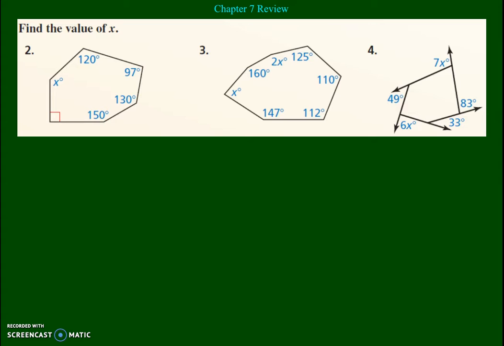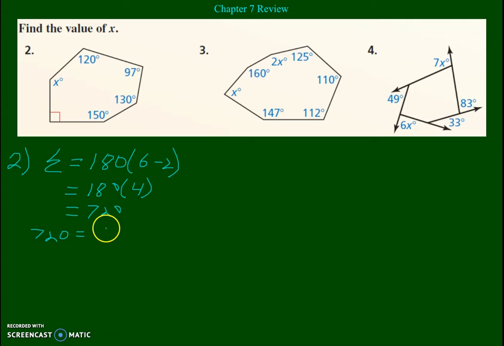So for problem 2, we have the sum equals 180 times 6 minus 2, which gives us 180 times 4, which is 720. Okay, so the sum of the measures is 720 degrees. So that means this plus this plus this plus this plus this plus this is all going to equal 720 degrees.